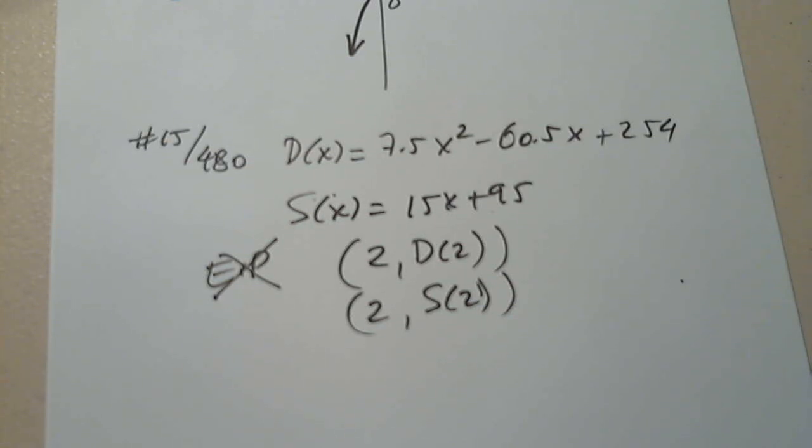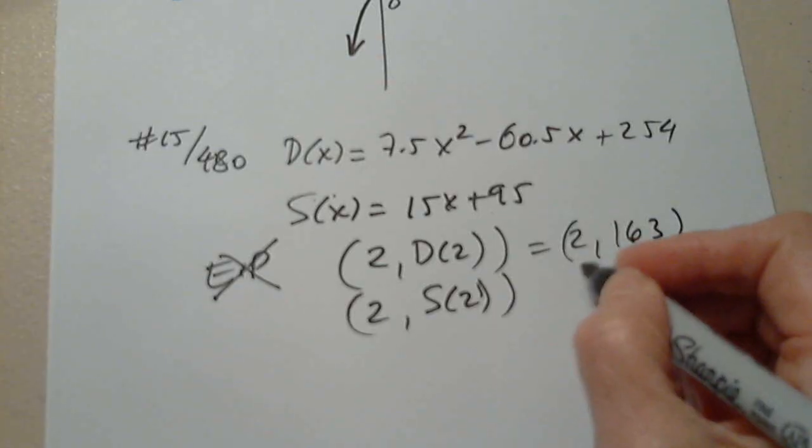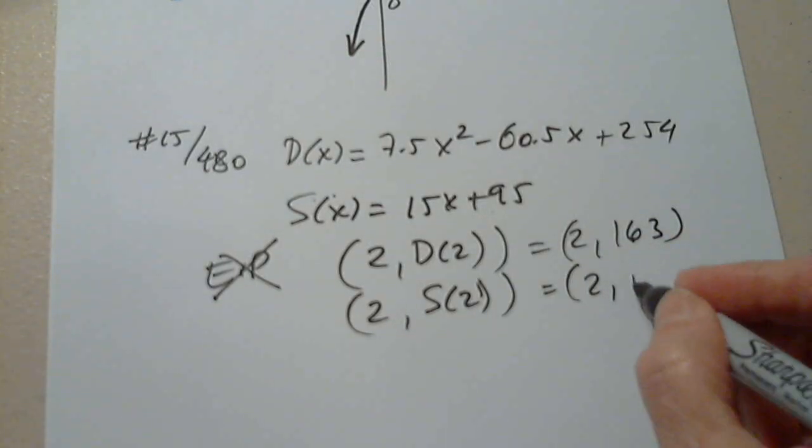Delete everything else. So the first one is 7.5x squared minus 60.5x plus 254, and the supply function 15x plus 95, and I will plug in 2 in both of them, and it's 163. So the first one is (2, 163) and the other one is (2, 105).